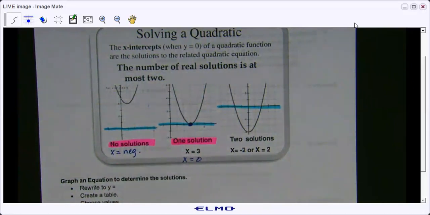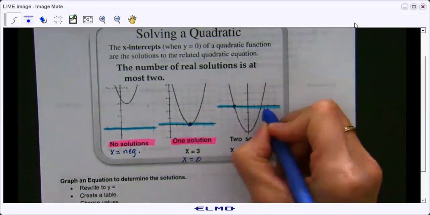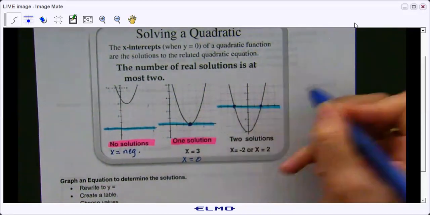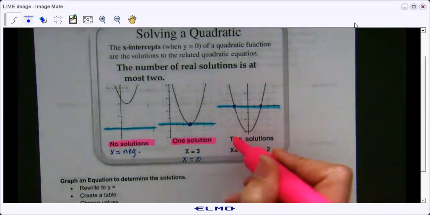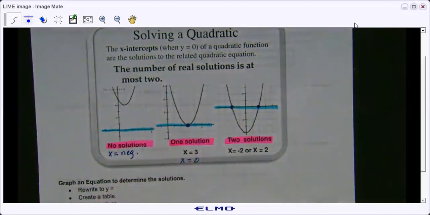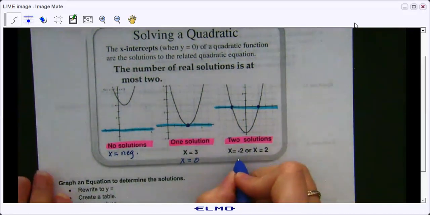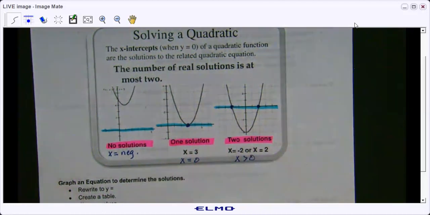The next one, we see that the parabola is crossing the x-axis at 2 and -2. So our solutions are 2 and -2, and you have 2 solutions. Another way to show this when we get to the next set of notes is when x is greater than 0.